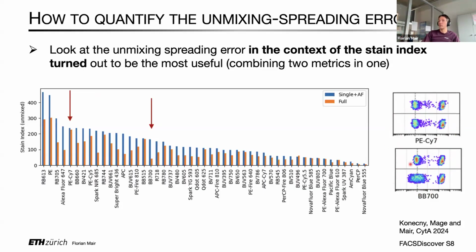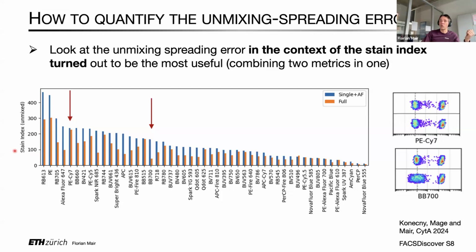And as becomes evident from the plots, and also from the stain index, you can see that, for example, PE-Cy7, in the context of that unmixing matrix that we are having here, is a fluorochrome that is virtually unaffected. So the stain index remains the same. While for Brilliant Blue 700, you would see quite a drastic decrease in the stain index because of that increase in variance or noise in the negatives.